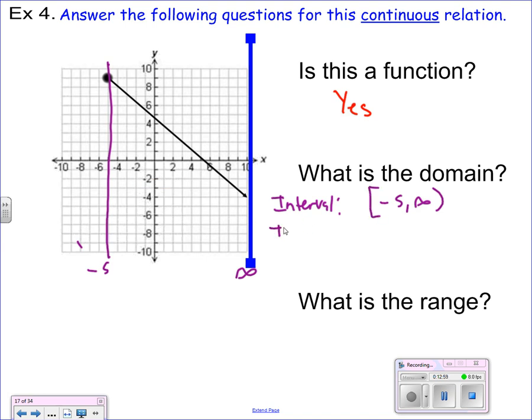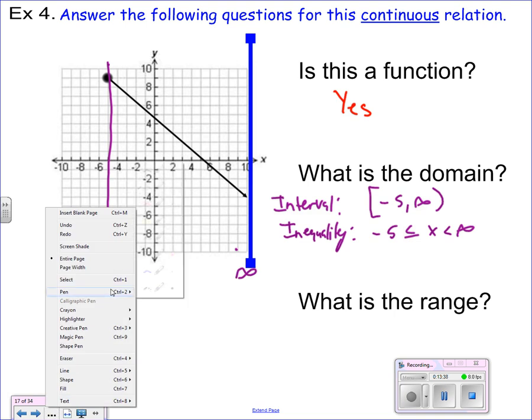Now, in inequality notation, come on, pen. All right. In inequality notation, you would say negative 5 is less than or equal to x, less than infinity. You've got to put your equal bar because it's definite. Don't put the equal bar with infinities. Only equal bars on definite points. And then you could go ahead and try set builder on your own. Remember, it's just a fancy way of saying inequality.